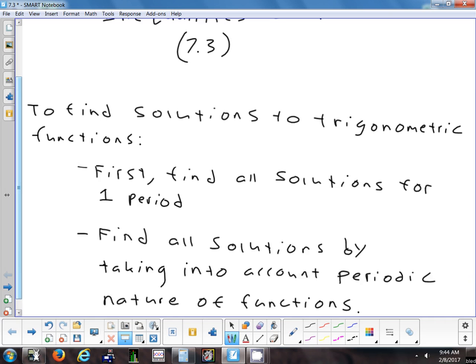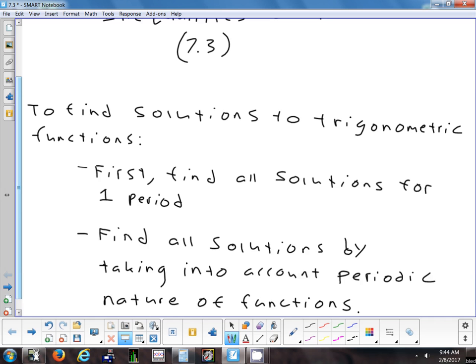Okay, so that means we have to remember how to find the period of all the basic trig functions. And in addition to that, eventually we're going to start looking at periods of higher powers. Okay, we're going to look at, like, what's the period of cosine squared or cosine cubed. So we'll start to look at higher powers. So any questions on that idea? Find all solutions in one period, and then take into account the period of your function to generalize all solutions.